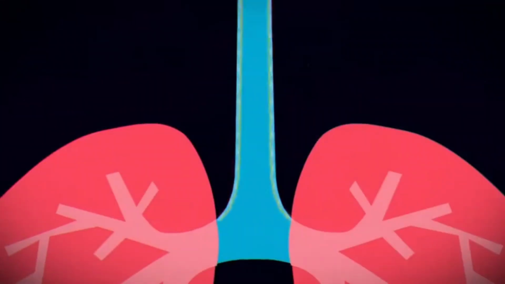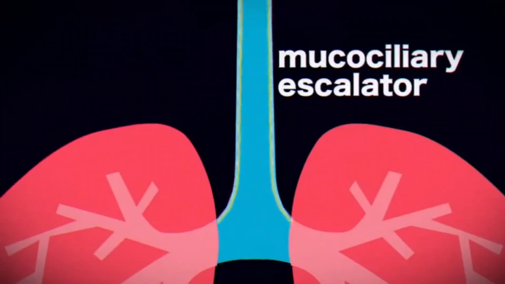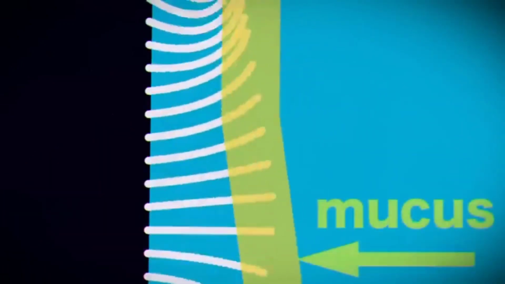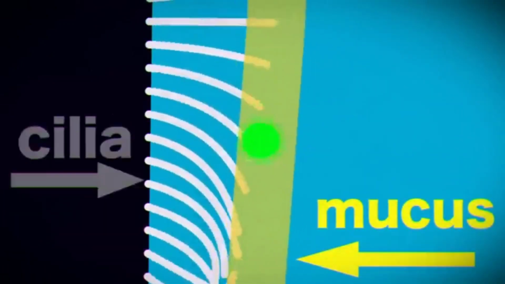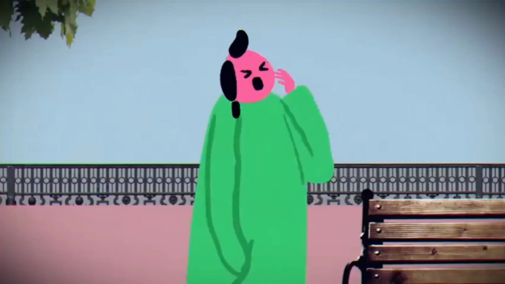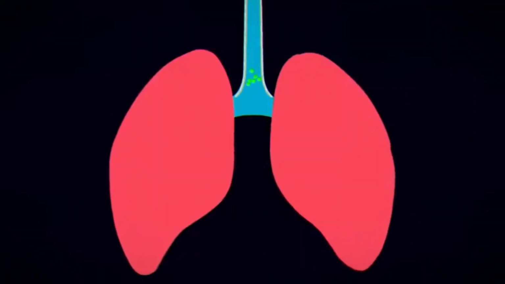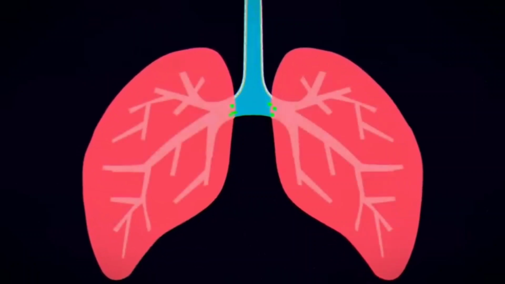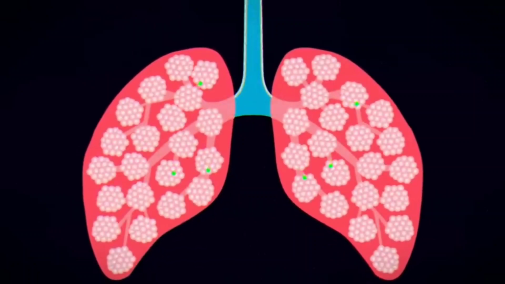Then, they face the respiratory tract's first line of defense, the mucociliary escalator. The mucociliary escalator consists of mucus that traps invaders and tiny hairs called cilia that carry the mucus toward the mouth, where it can be coughed out. But some of these invaders may get past the mucociliary escalator into the lungs, where they meet the alveoli.